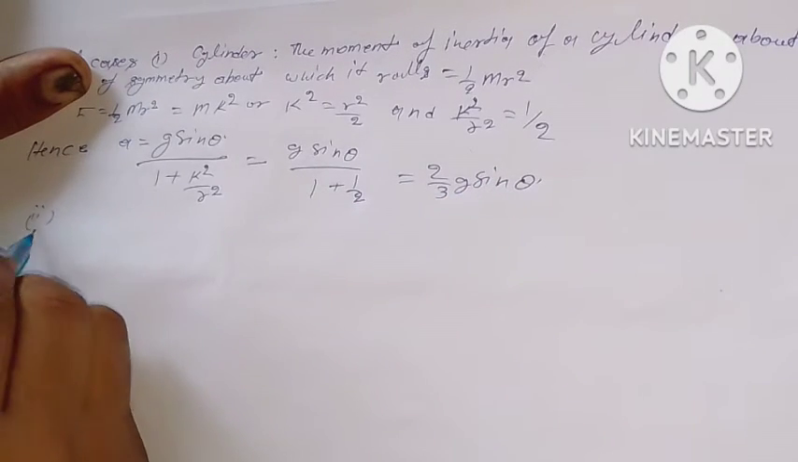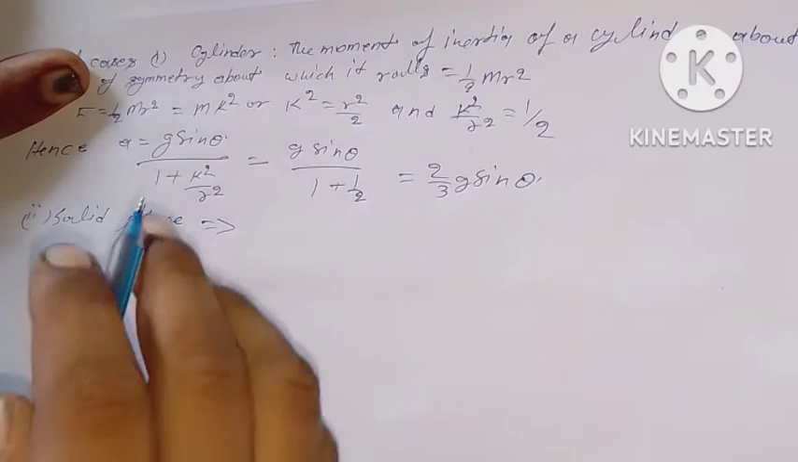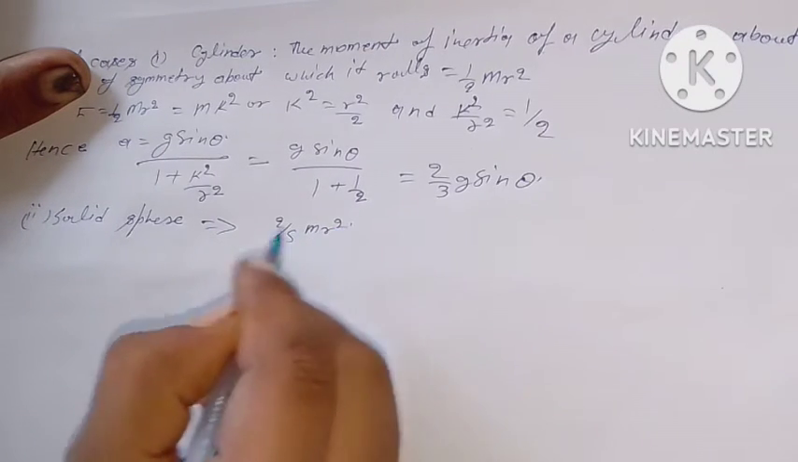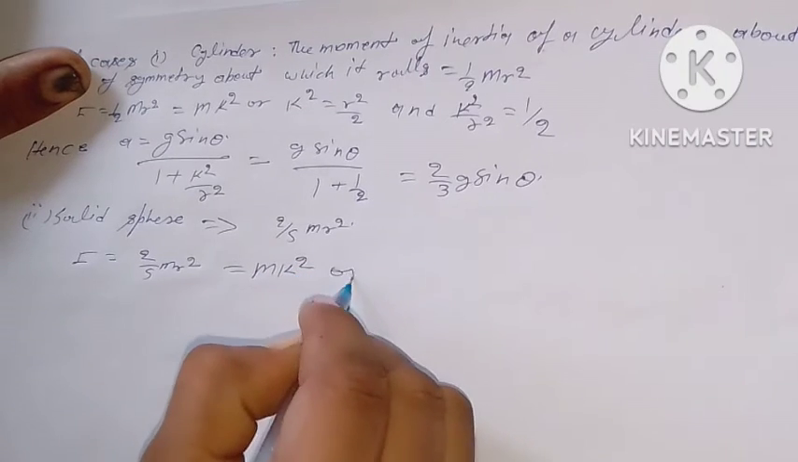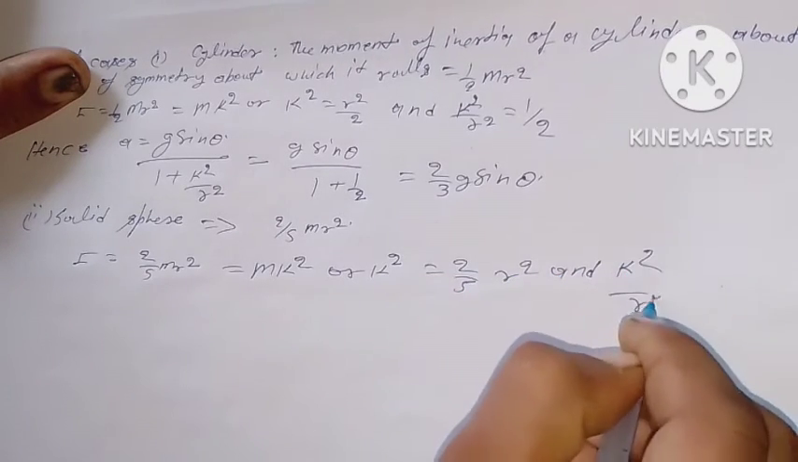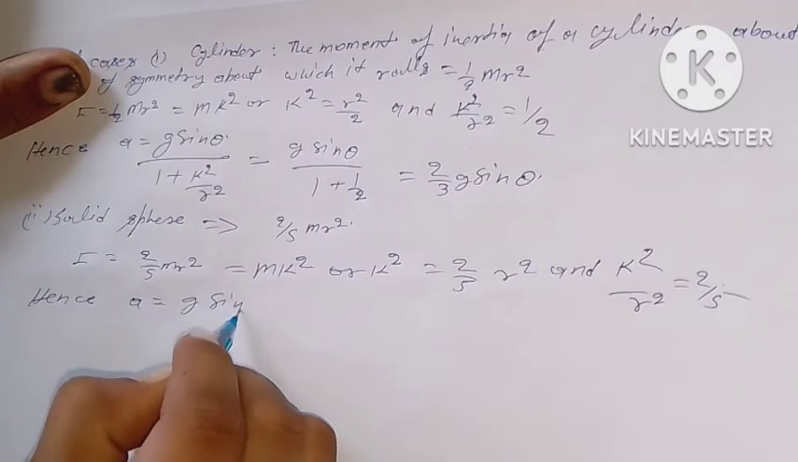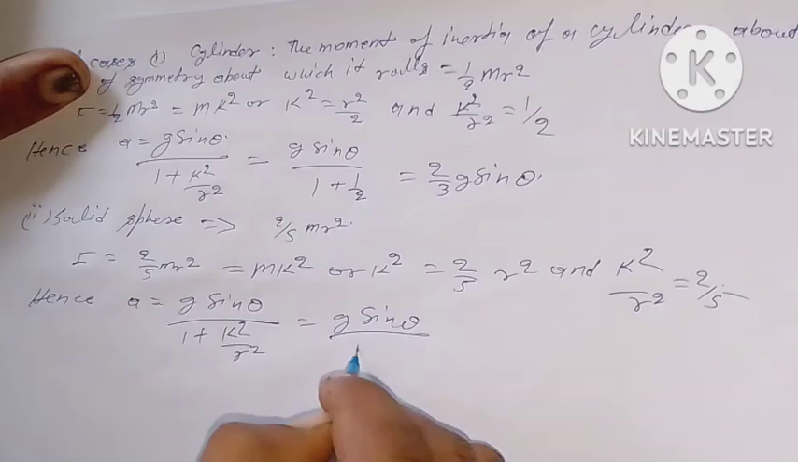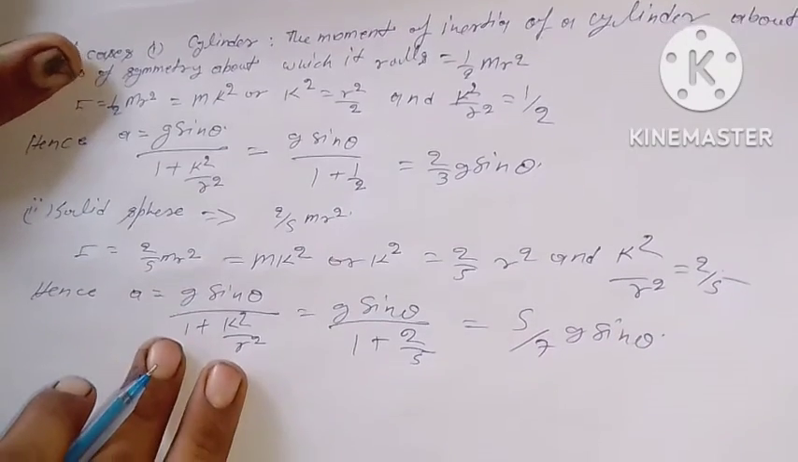Second, the solid sphere. The moment of inertia of a solid sphere about a diameter about which it rolls is 2/5 mr squared. If I equals 2/5 mr squared, that is mk squared, then k squared equals 2/5 r squared, and k squared upon r squared equals 2/5. Hence a equals g sin theta upon (1 plus 2/5), that is 5/7 g sin theta.